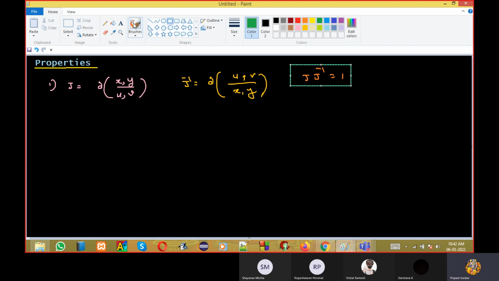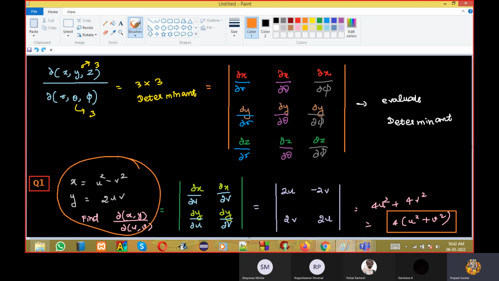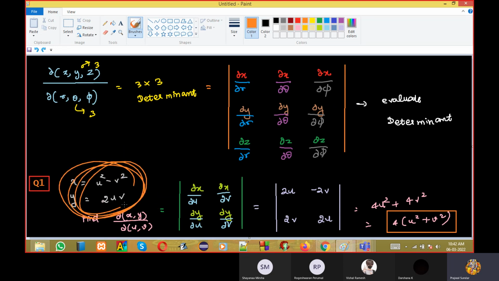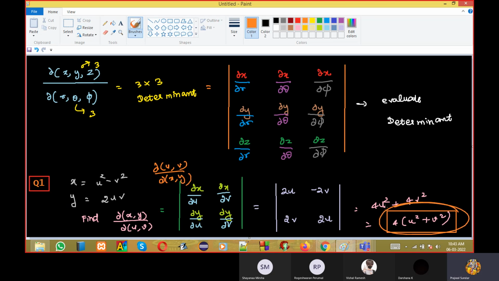Please remember this. In the assignment, there is a question given where you have to use this property only. You cannot evaluate this one, but this one you can evaluate. Then you have to know 1 by J, only then you will get the answer. So I'll give you a simple example. In the same question, suppose instead of asking this, I ask you to find this. What will you do? Just take the reciprocal of this answer, that's it.